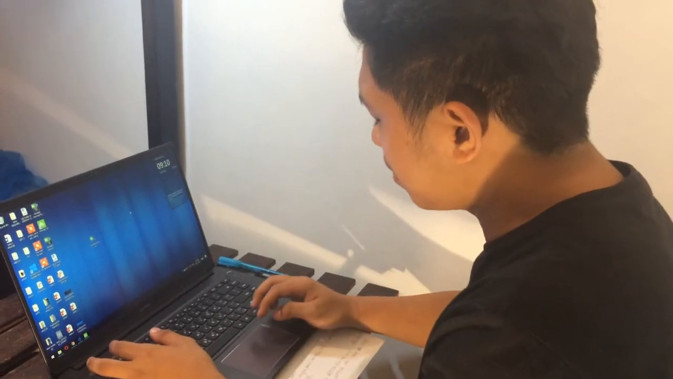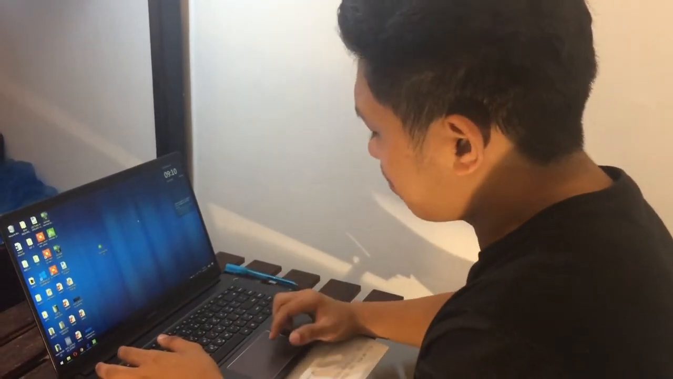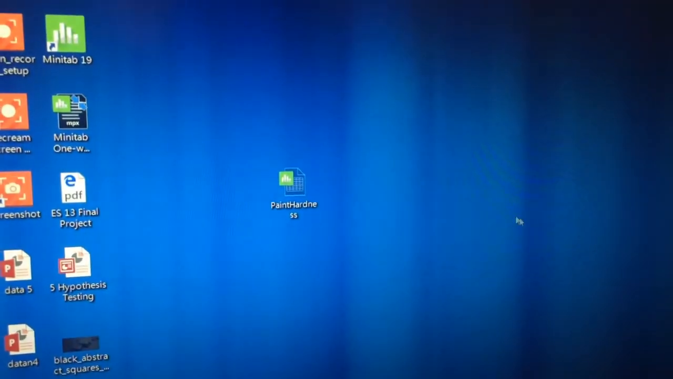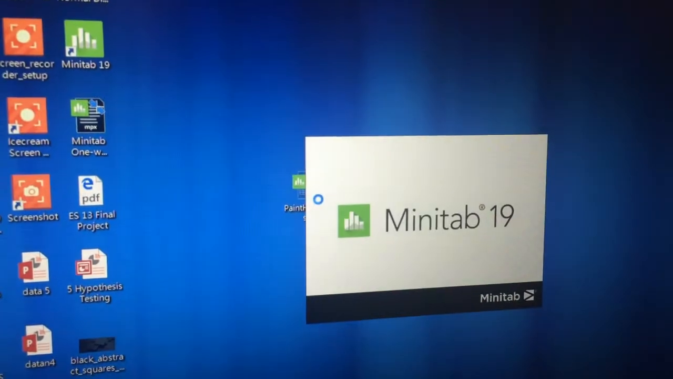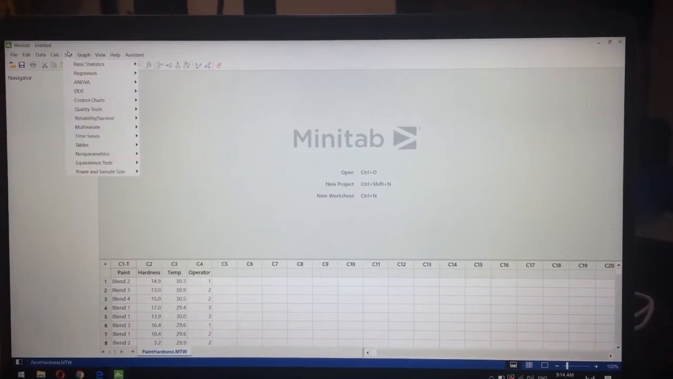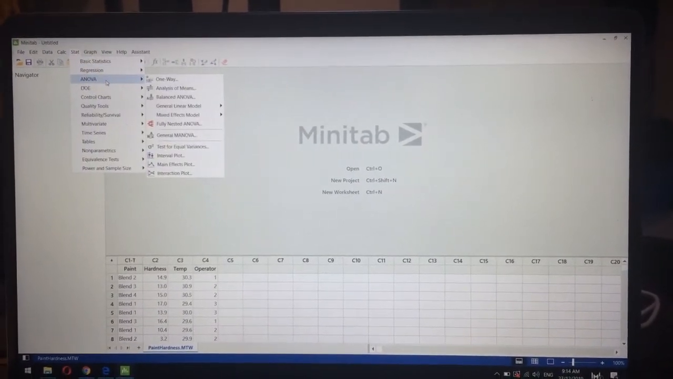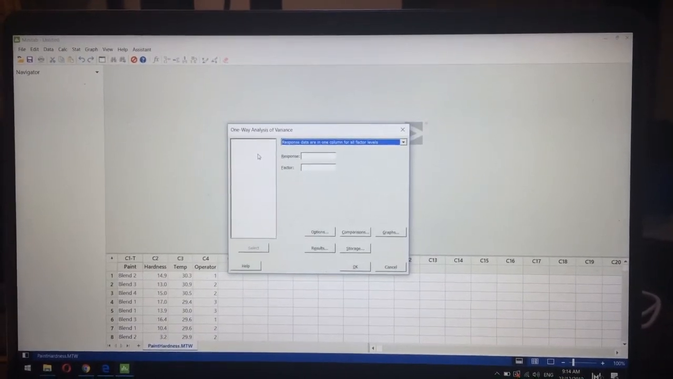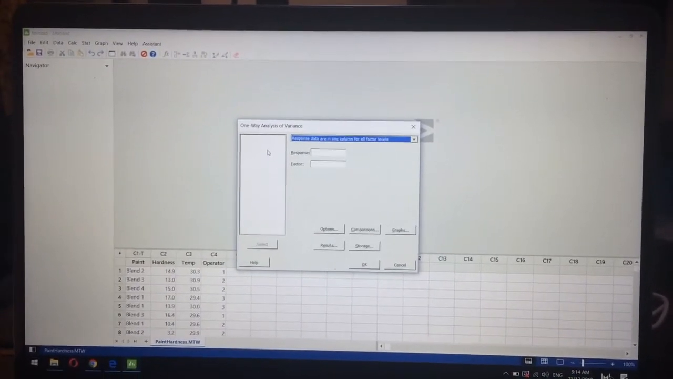Open the given sample Minitab data file named painthardness.mtw. Then proceed to Stat, click ANOVA and then One-Way. Now you can see the One-Way Analysis of Variance dialog box. So let's proceed with the next steps after opening the One-Way ANOVA dialog box.